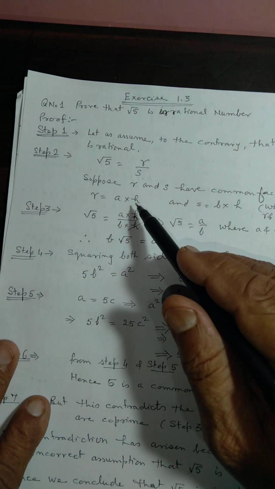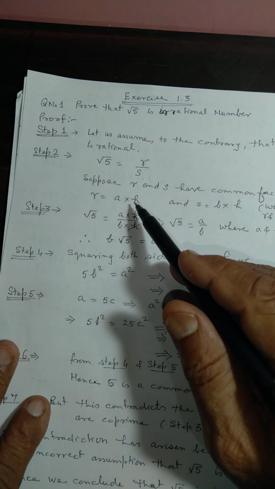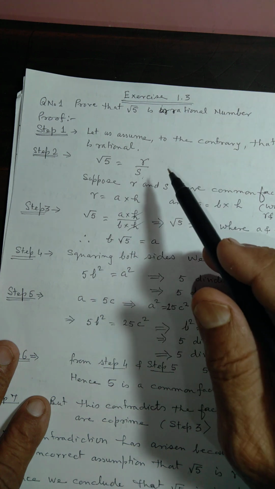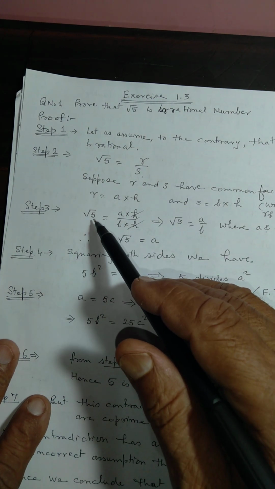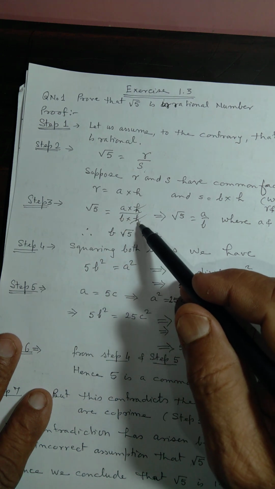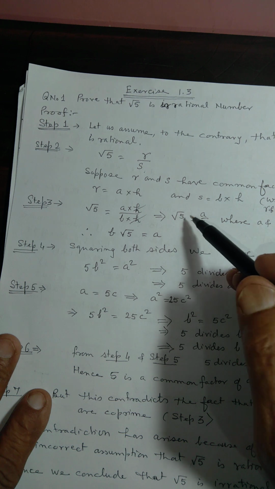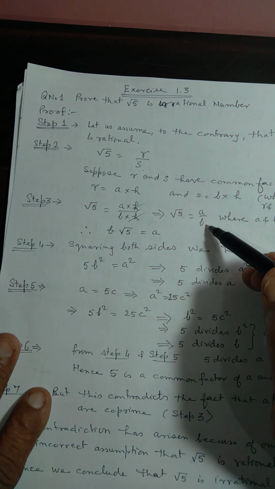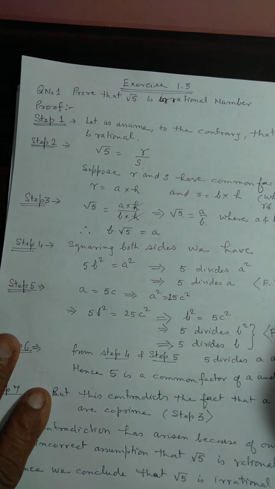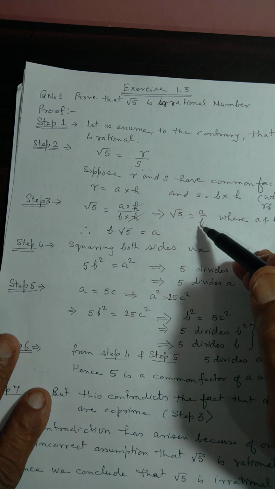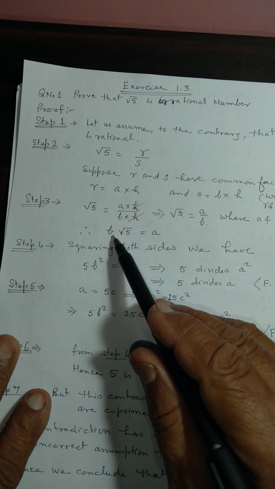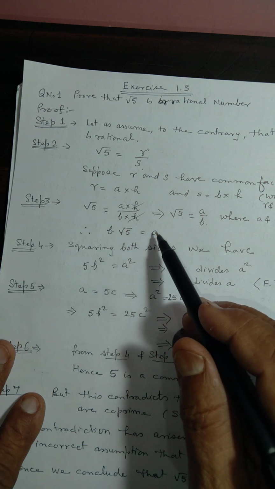If it had not been the HCF, then we would have to simplify it again. And if we have the HCF, it means that will be the simplest form. So root 5 will be equal to a into h upon b into h, and h cancels. So root 5 will be equal to a by b. Now a by b is the simplest form, where a and b are co-prime, meaning the HCF of a and b is 1. So just cross multiply, we will get b root 5 equal to a.